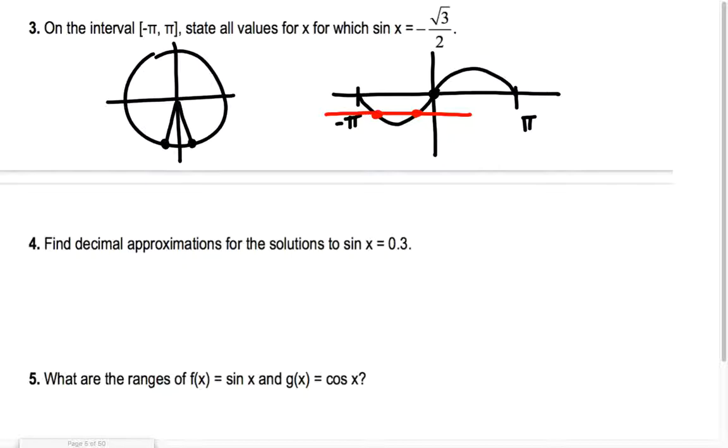Again, you don't have to use the sine curve. It's fine. If you want to think about it with the unit circle, I personally think it's easier, but you know, I got my faculty picture with the unit circle, so I love the unit circle. I don't know if you guys do.